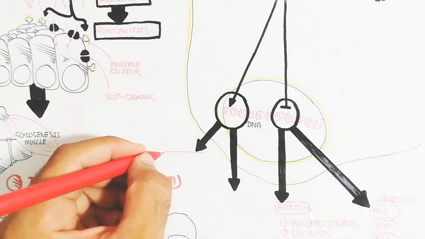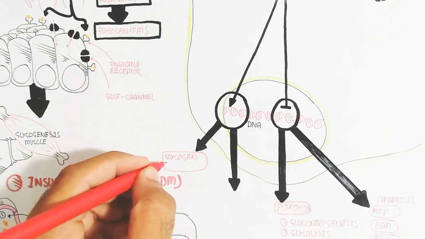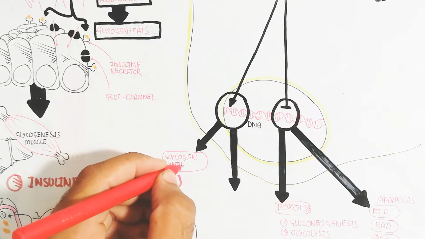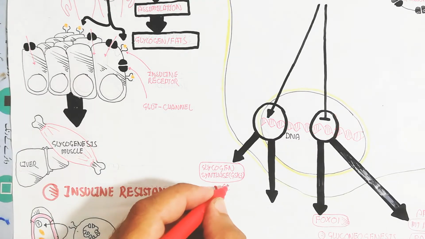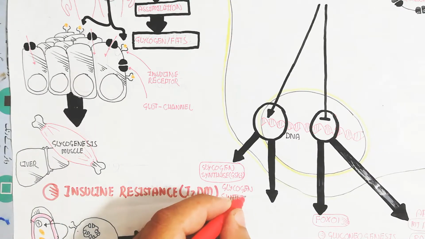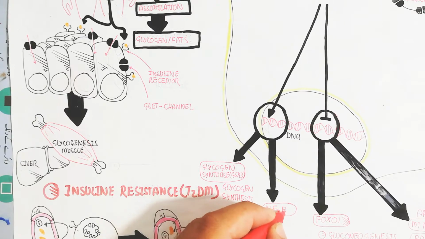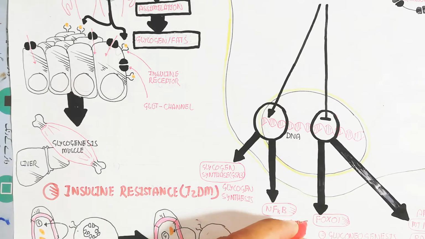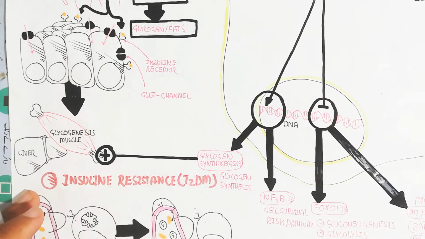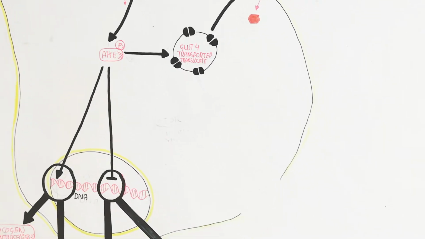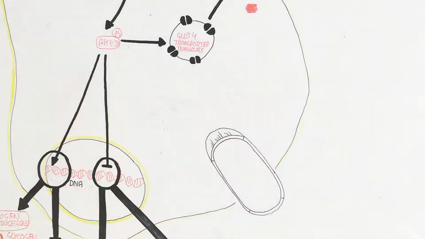On the other hand, here you can understand glycogen synthase kinase 3, which is stimulated by AKT for glycogen synthesis, and nuclear factor kappa B, which is used for the cell survival and RISK pathway. The RISK pathway we will discuss in another video, so remember. This will lead to glycogen storage in the muscle and liver.